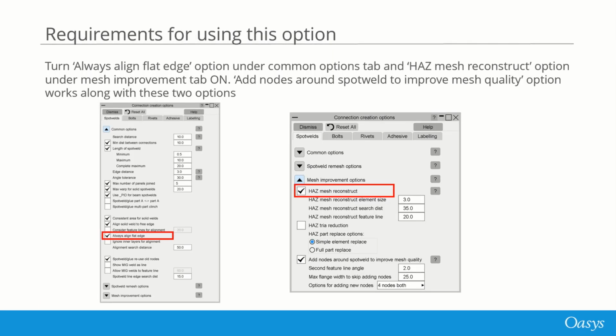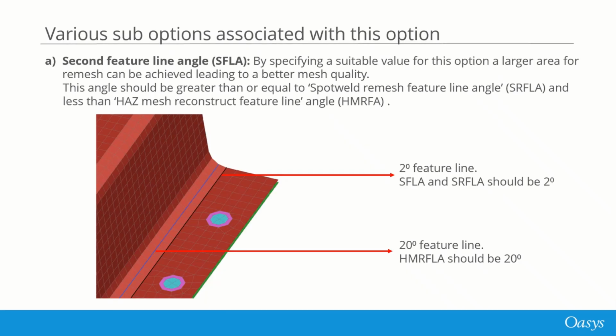There are a couple of requirements for using this new option. As the new option works along with 2 other existing options, we need to turn both of them on. First is the Always Align Flat Edge option under the Common Options expandable tab, and second is the Has Mesh Reconstruct option under the Mesh Improvement Options expandable tab. There are various sub-options which are associated with this option.